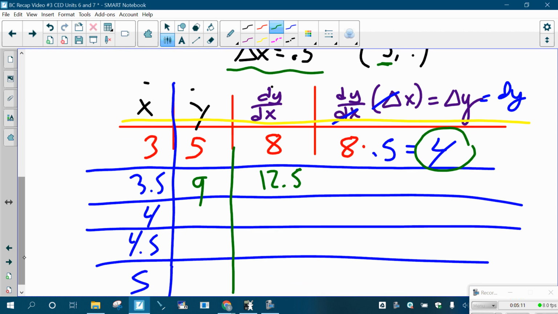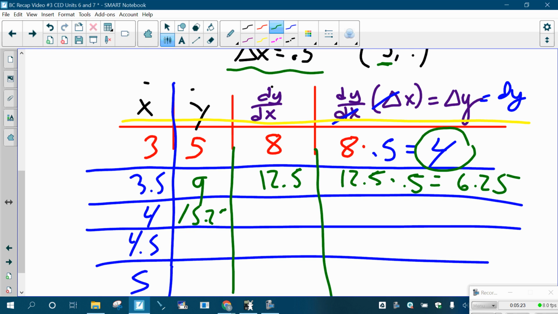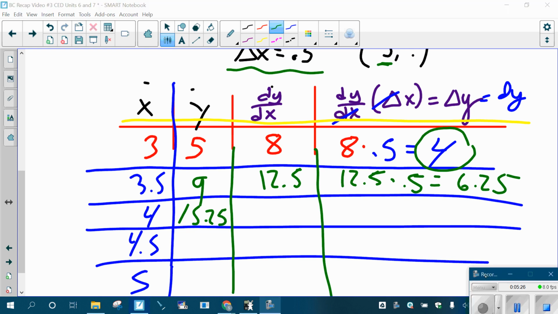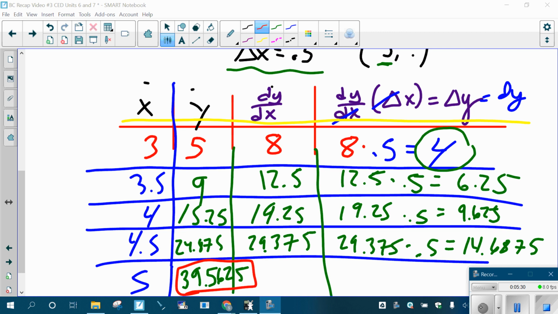Okay, so now we know dy dx. dy dx times dx gives us dy. 6.25 is dy. So now what's my new y? It's 15.25. Okay, you can pause and finish this up. Cool. Okay, that's what I got there.